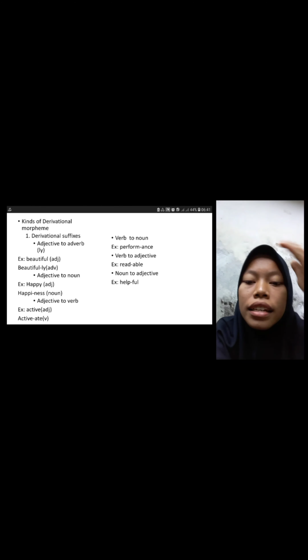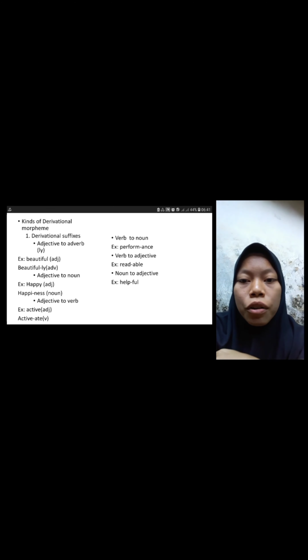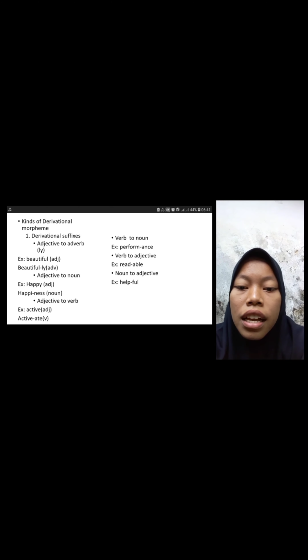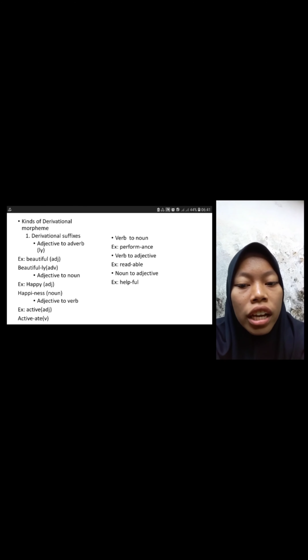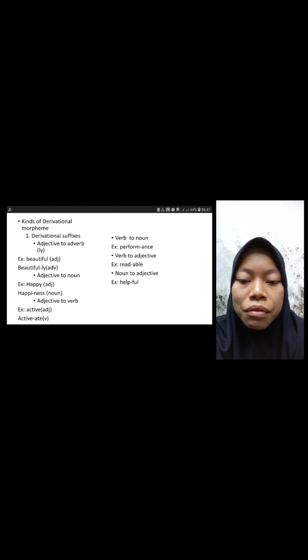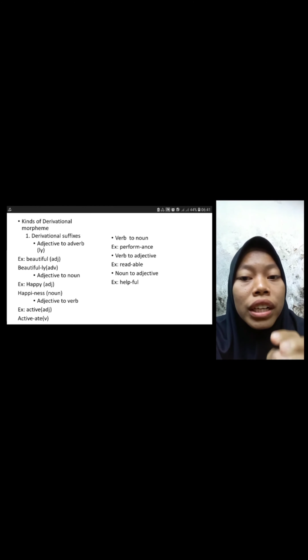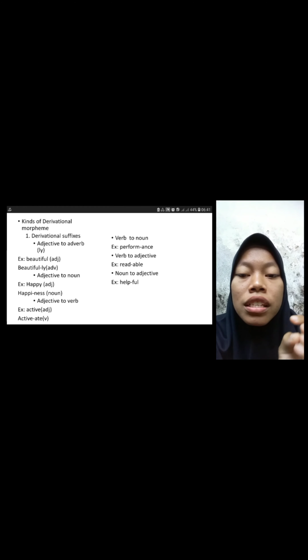And the next is verb to noun. That is the suffix that changes from verb to noun. Example: perform. With the suffix ance it becomes performance, that is a noun. And the next is verb to adjective. That is the suffix that changes from verb to adjective. Example: read. Read is a verb, and with the suffix able it becomes readable.